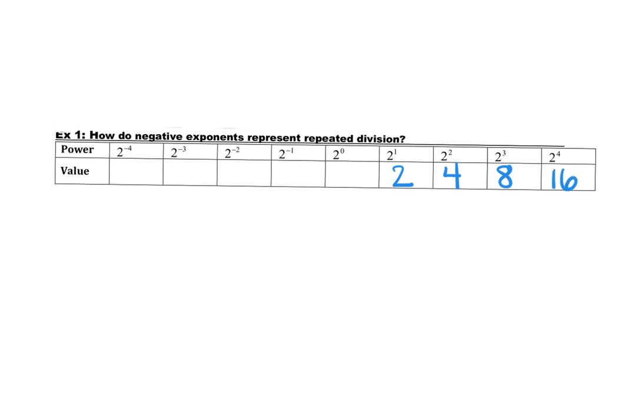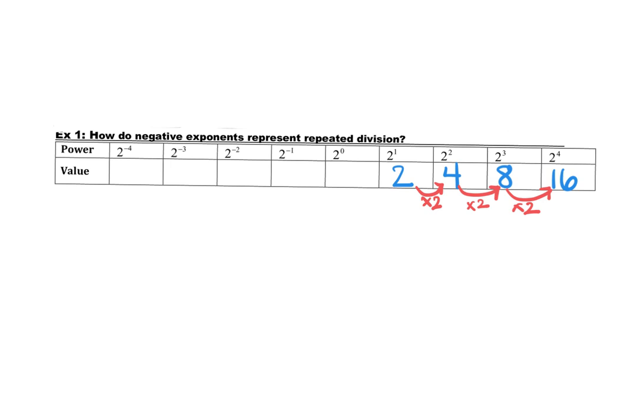All right, so now notice, as we are getting bigger, as we go from here to here, I'm multiplying each of these. You'll notice that to go from 2 to 4, we multiplied by 2. To go from 4 to 8, we multiplied by 2. And 8 to 16, we multiplied by 2. So every time you add on an exponent, it's like you're multiplying by another 2.